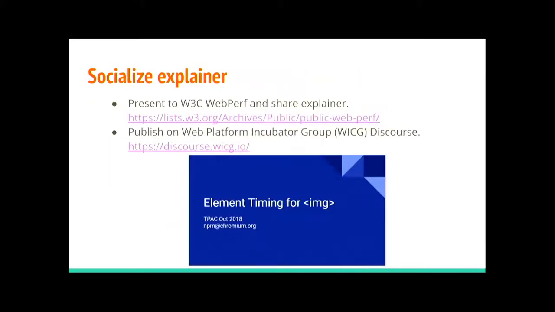So once you have written an explainer which presents the problem and the use cases that you're trying to achieve by solving the problem, you can start by socializing the explainer. So there are several ways in which you can do this. For the web performance APIs, we take mostly two steps. One is to present to the W3C Web Performance Working Group. We basically share the explainer, and we talk to them to see what they think, what concerns they have.